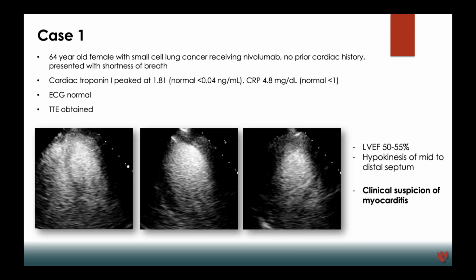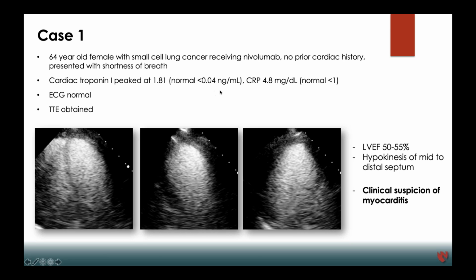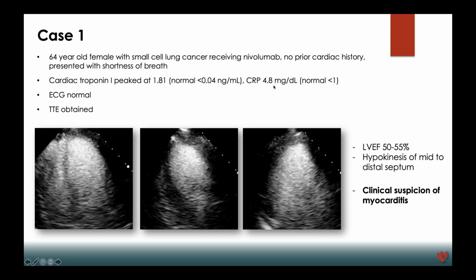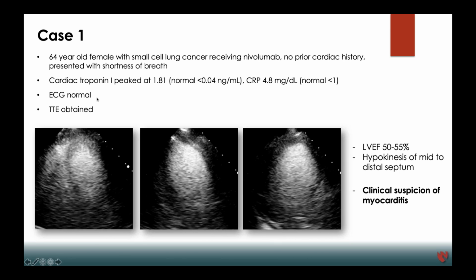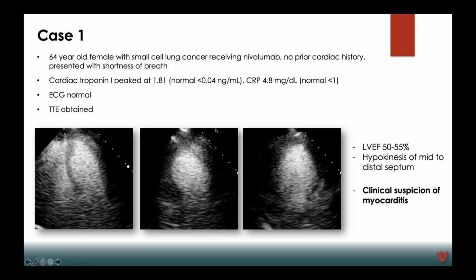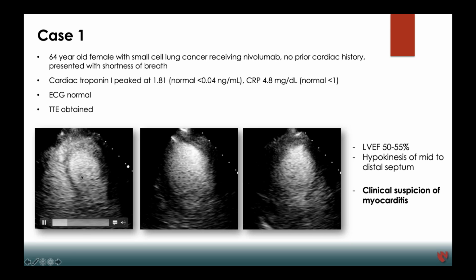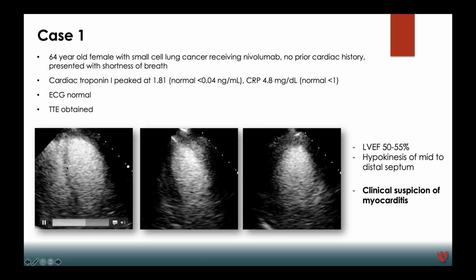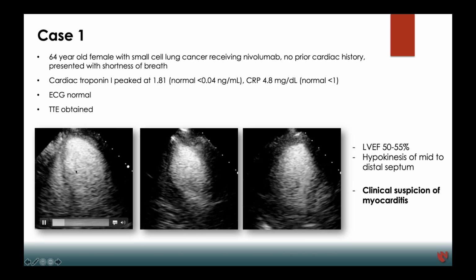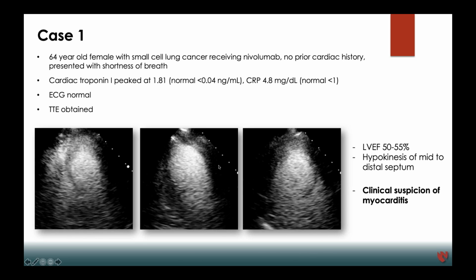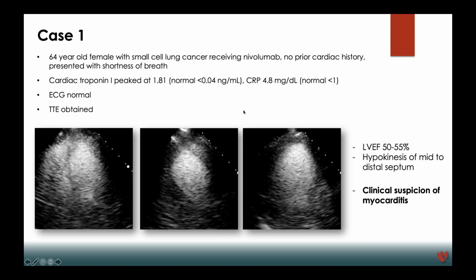They checked the troponin as part of her evaluation. It was elevated and peaked at 1.81, and her CRP was also markedly elevated at 4.8. ECG was completely normal, and she had no chest pain. She got an echo, and EF was reported at 50 to 55%. They also mentioned a wall motion abnormality of her mid to distal septum, although to me the distal septum looks okay. Clinically, this looked like myocarditis.